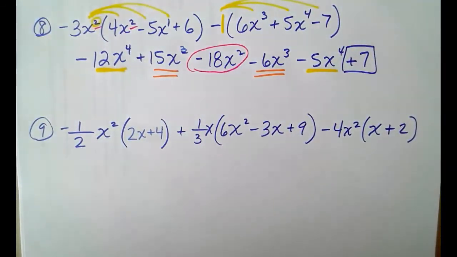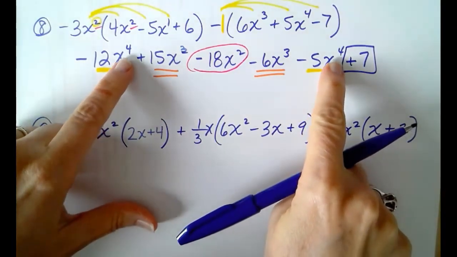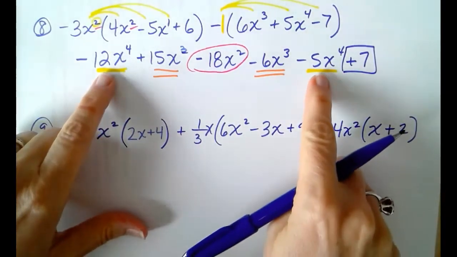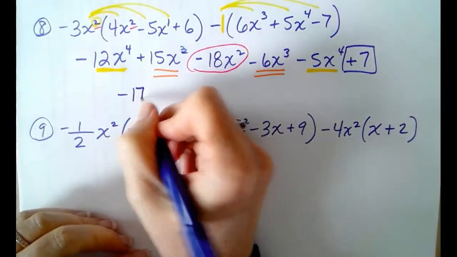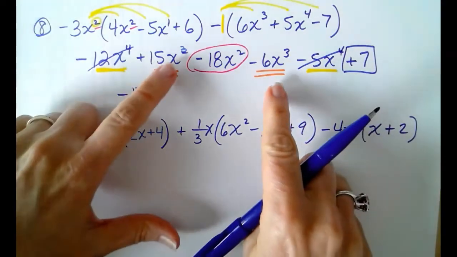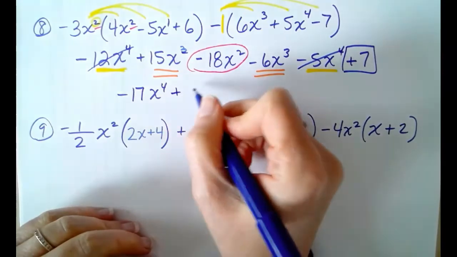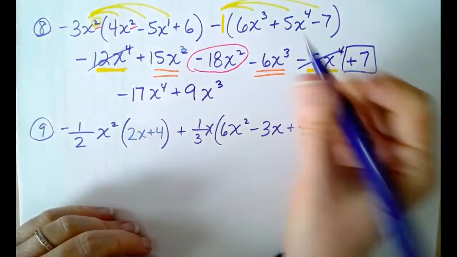Let's put them in descending order. Descending order has everything to do with the exponent. A negative 12 and a negative 5 is a negative 17x to the 4th. Mark them off. Next are the cubes. Positive 15 and a negative 6 plus 9x cubed. Mark them off.